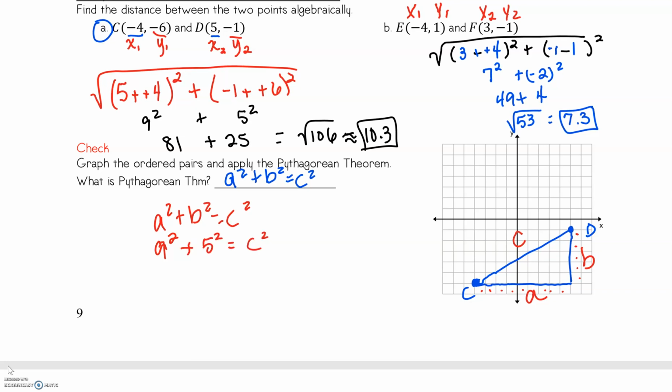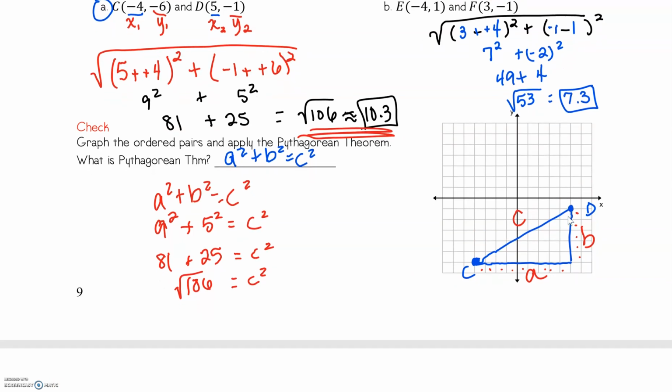And then I want to figure out what my c squared is. So 9 squared is 81. 5 squared is 25, and then when I add those together, I get 106. Hey, that looks pretty familiar, doesn't it? Because that is what we got when we used our distance formula. So the Pythagorean theorem, finding the hypotenuse, or the length, is basically the inverse of our distance formula. We're finding distance from 2 points.